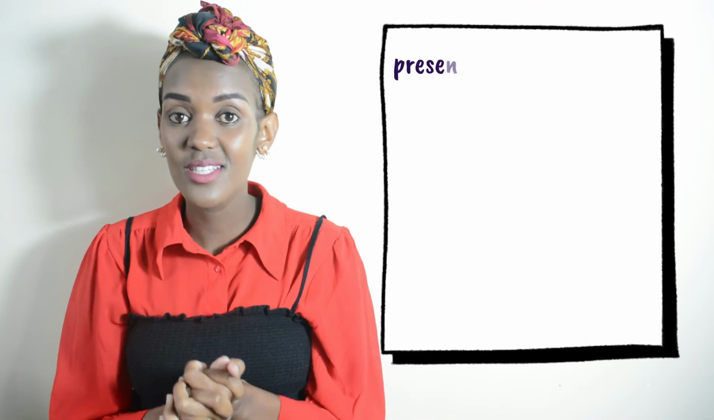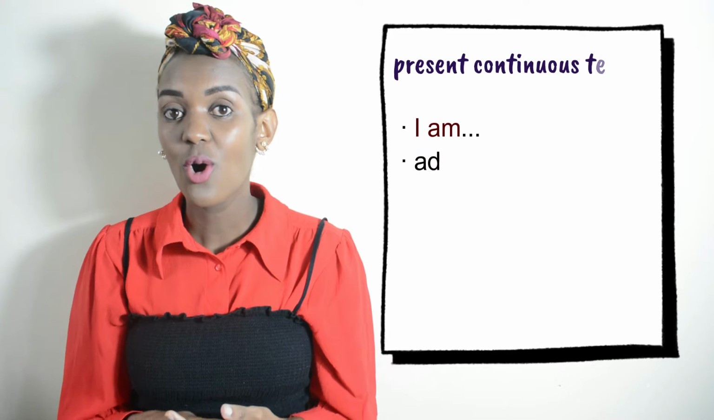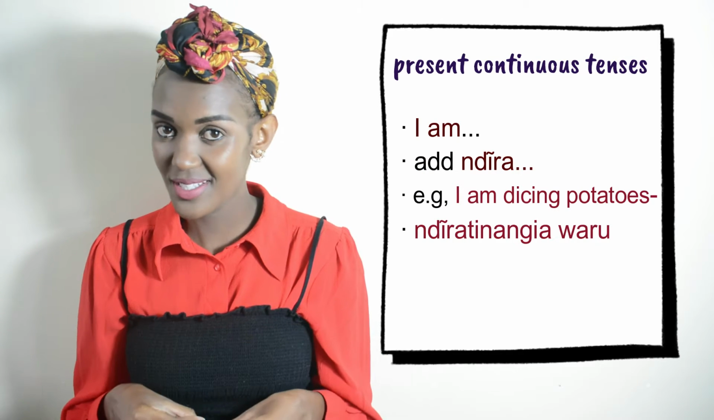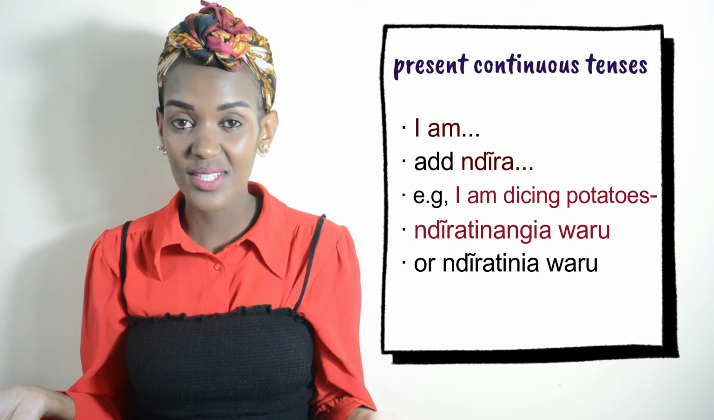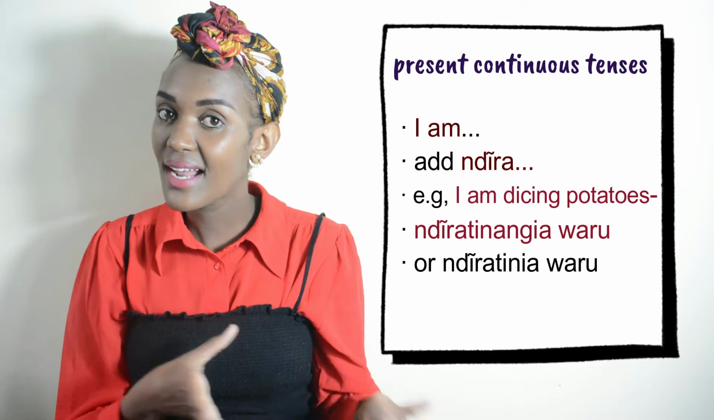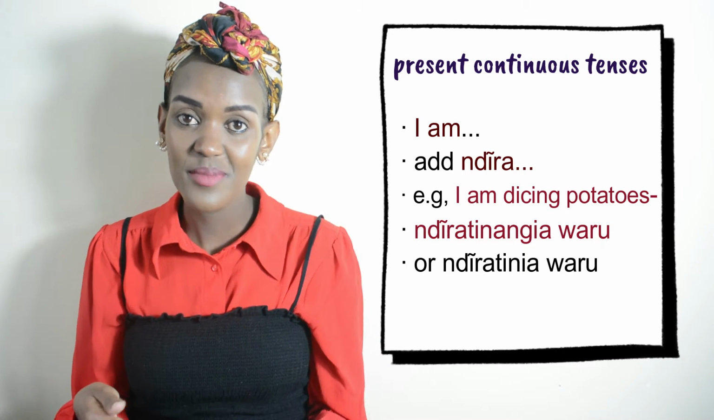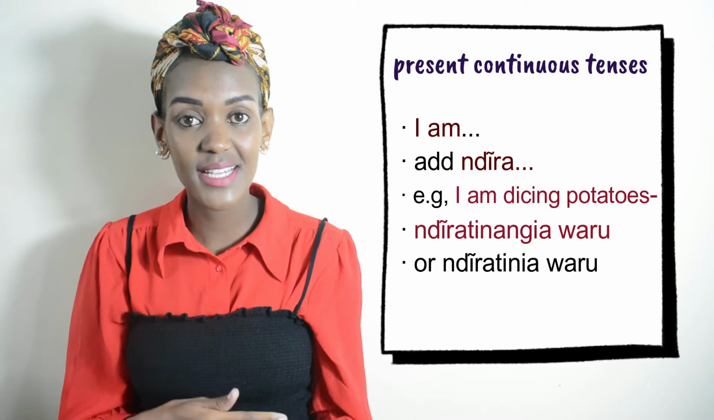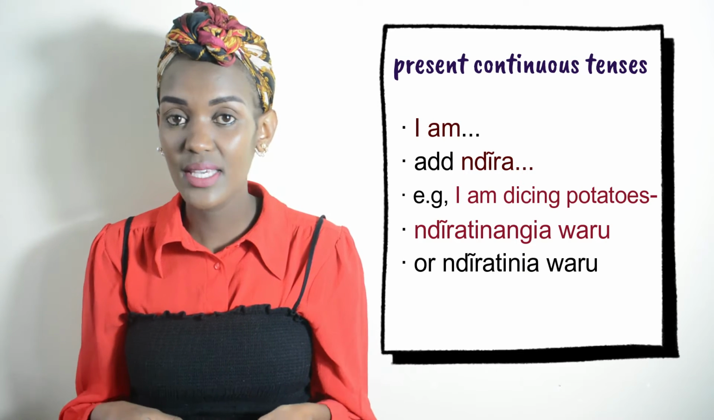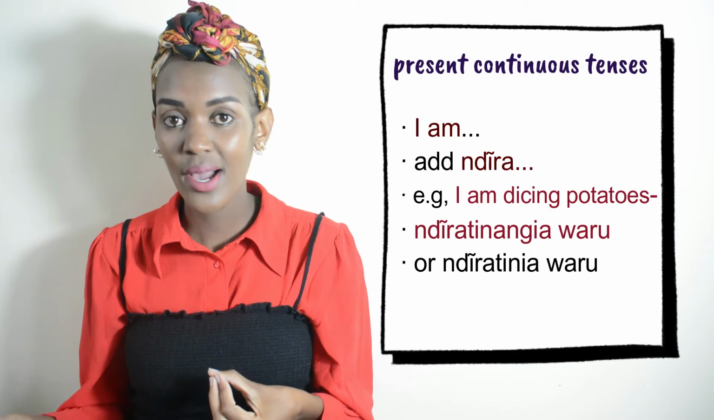And by the way, because we learned the present continuous tenses, or the tenses that show what I am doing right now, if it's you who is doing it, you just have to add dera. Dera, I am. For example, I am cutting or I am dicing potatoes. I will say dera tinagia waru.